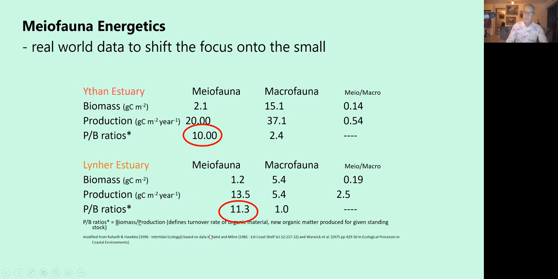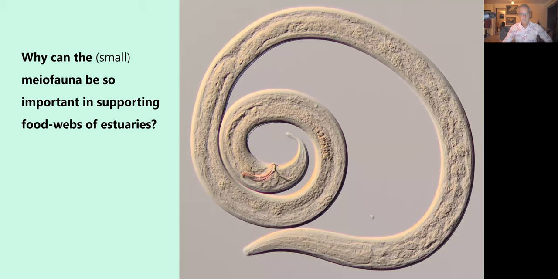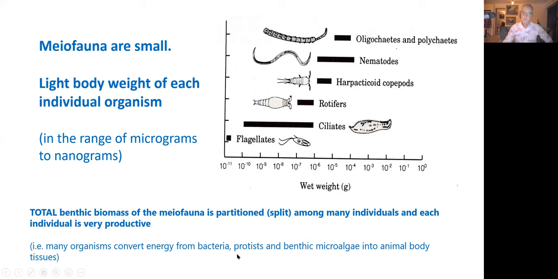You might say, hang on, how can that be, that there's such a large difference in productivity between small animals and large animals? Essentially, here is a nematode. Why can they be so important? Here is a chart which I got out of Tom McCluskey's book. I should actually draw my own, but never mind.